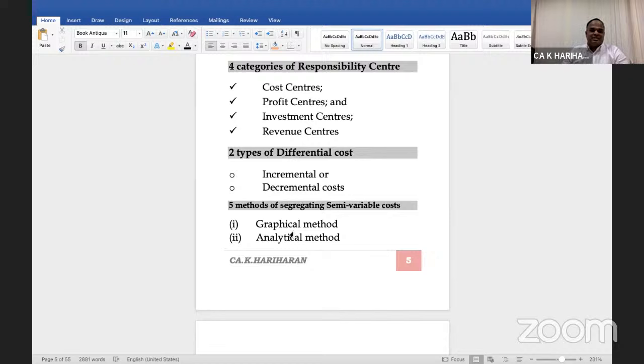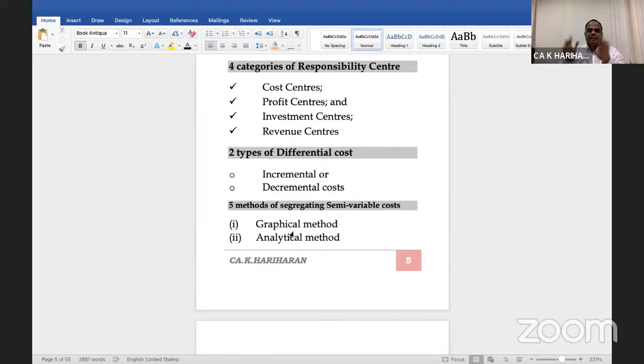And the head office is there. In the head office, we are not going to worry about cost, profit, or revenue. We are going to worry about how we procure the fund and how we utilize the fund: the procurement of fund and effective utilization of fund. Therefore, where to invest, whether we can purchase new machinery or not, whether we can produce the raw material ourselves or not. All those things we have to analyze. That is called what? Investment center.